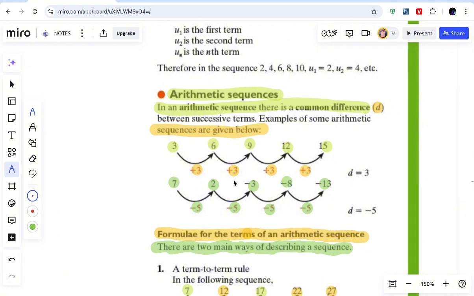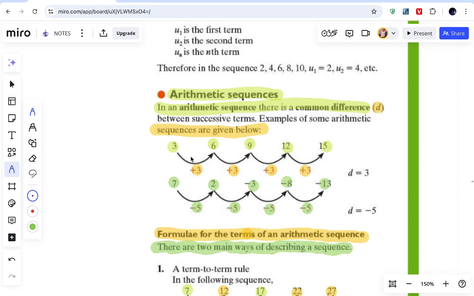In an arithmetic sequence, there is a common difference. What do you mean by common difference? 3 is the first term, 6 is the second term, 9 is the third term, 12 is the fourth term, 15 is the fifth term.